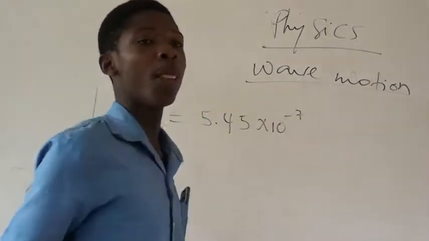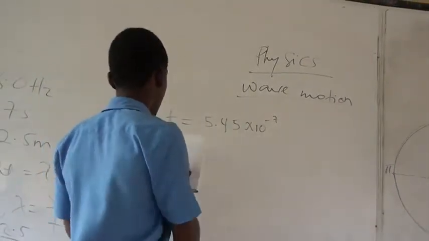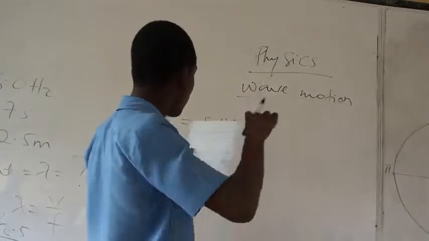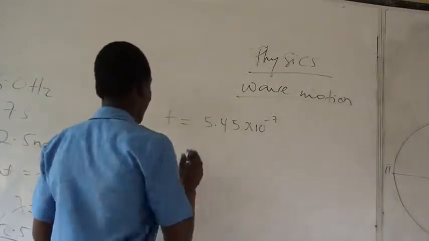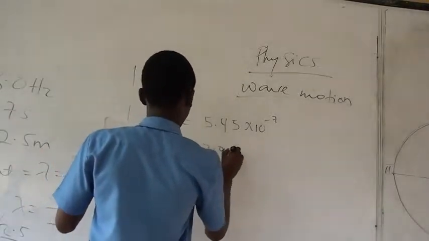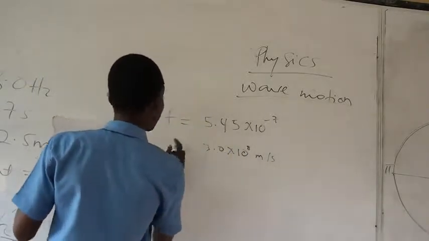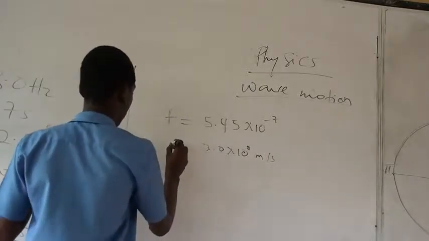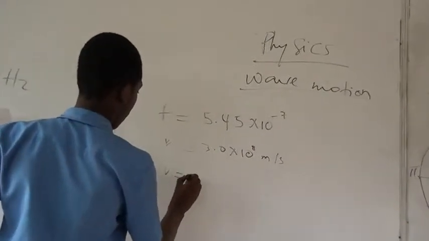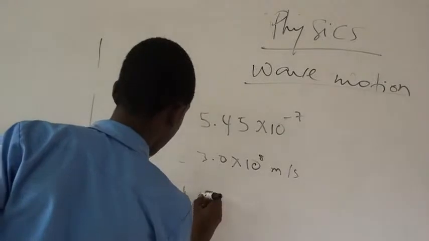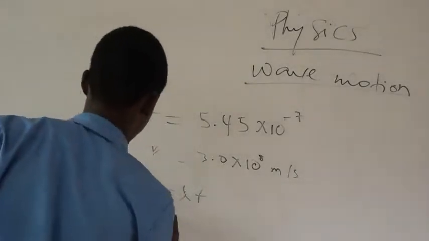Okay, so we have our frequency to be 5.45 times 10 to the power minus 7. And the question says that it's traveling with the speed of light in vacuum, and we know that to be 3 times 10 to the power 8. So that's the speed of light in vacuum, and that's our velocity. And we also know velocity to be wavelength times frequency. So if we make wavelength the subject, we'll get something like this.